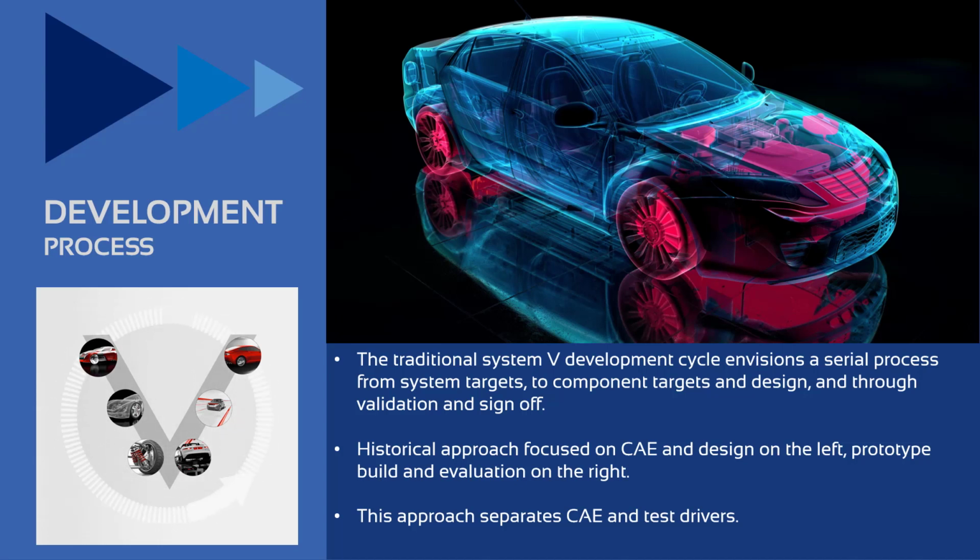Then combined back up the right side of the System V, the classic approach focuses on hardware testing at the component and then system level before progressing to sign off using a prototype. Some of the subsystem evaluations also get done with physical prototypes or mule vehicles. This process tended to separate the role of CAE from the evaluators that worked with physical prototypes.